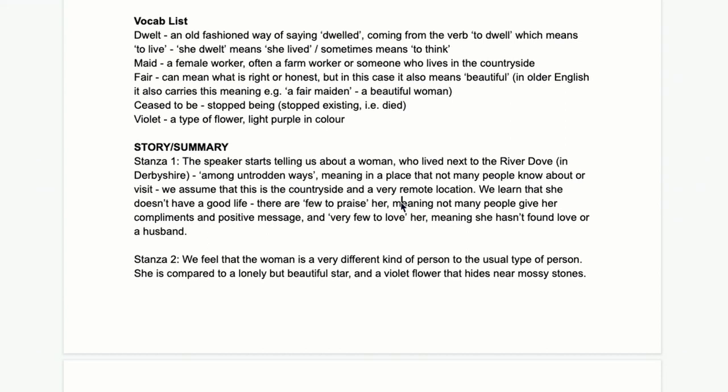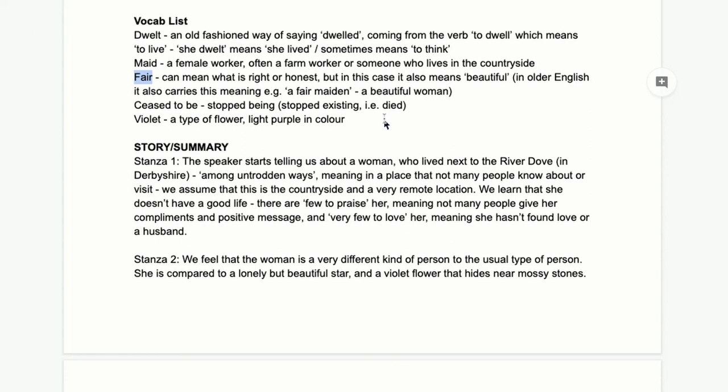So even though you probably know what maid means, I thought I'd just clarify that. So like a milkmaid, or sometimes a maiden as well, like a maiden is a fair, beautiful, young lady. Fair, with that in mind, given that I just used that word, is another double meaning here. So it can mean what is fair, like what is right and honest, but it can also mean beautiful. So in a more old-fashioned sense, the meaning is beautiful. So you might have heard of fair maidens in medieval times and that kind of thing.